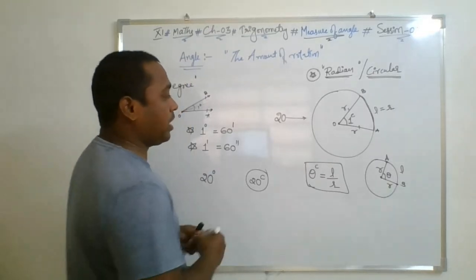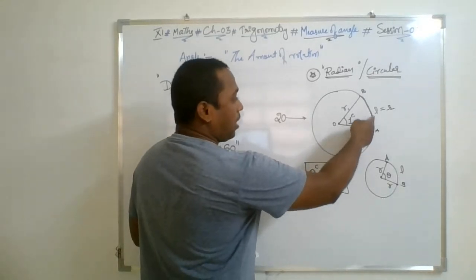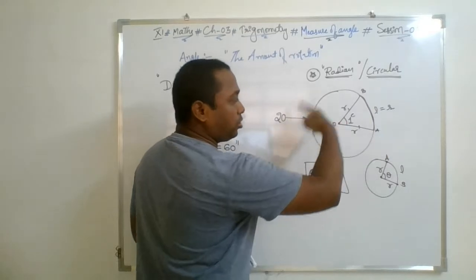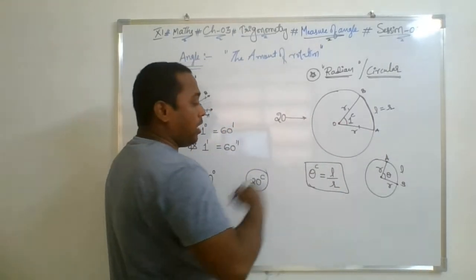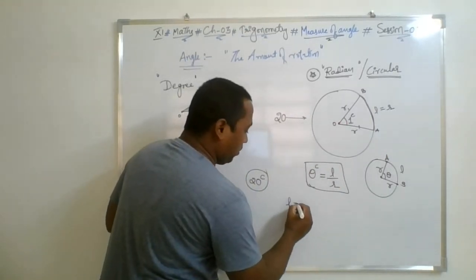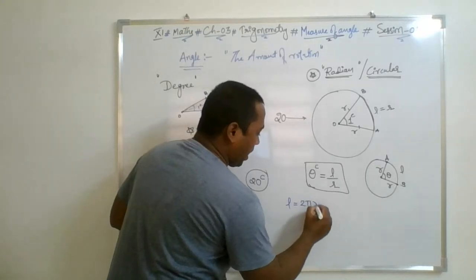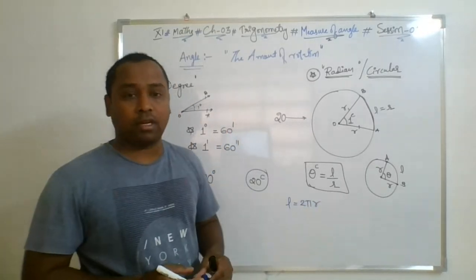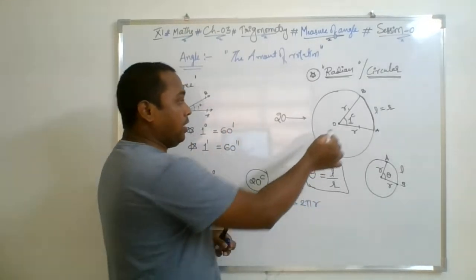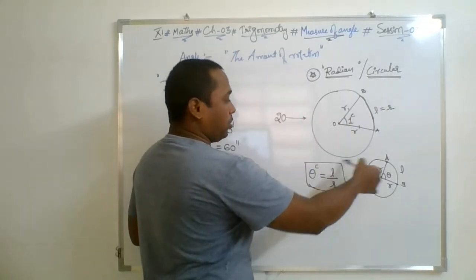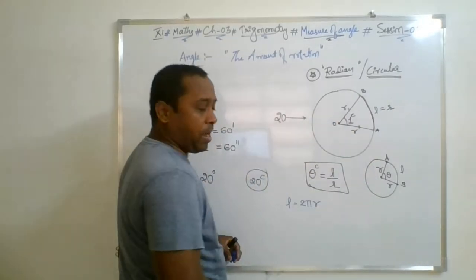Just try to understand. The length of the arc in one complete rotation is equal to what? 2 pi r. That is the circumference of this circle, which you know very well. So in one complete rotation, the length of the arc is 2 pi r.